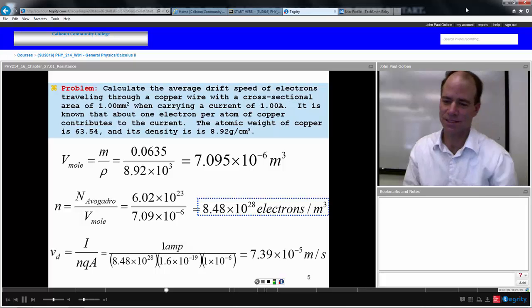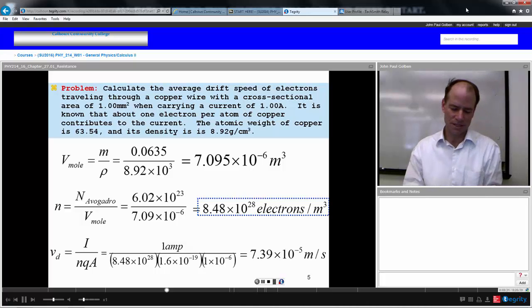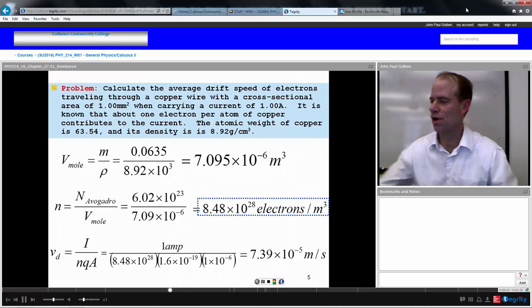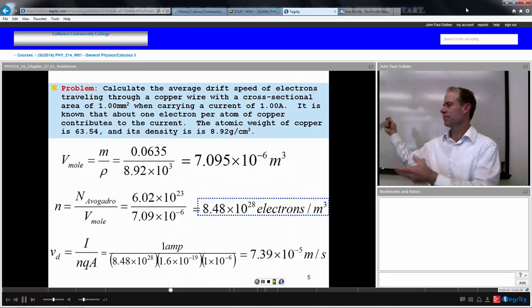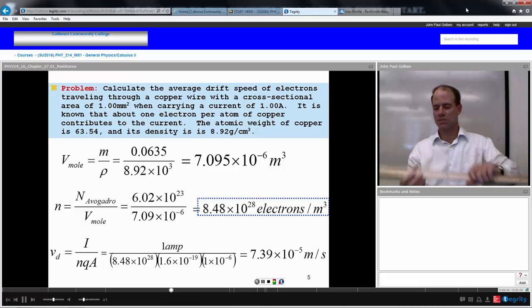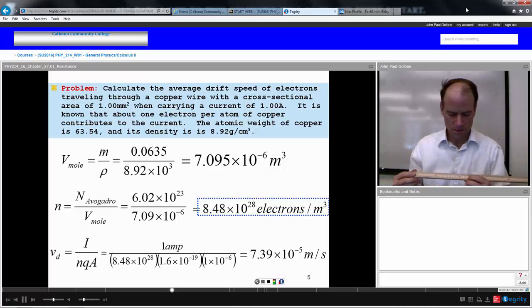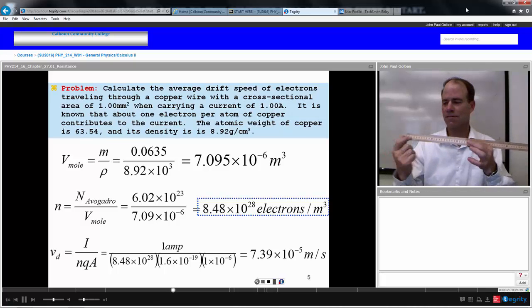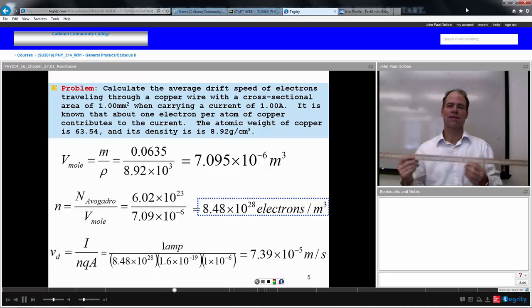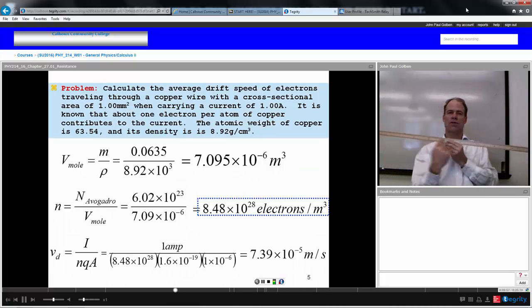In fact, let's see, there's 3,600 seconds in an hour. So this is about 0.26 meters per hour. So what we're saying is that these electrons are traveling 26 centimeters, or 0.26 meters, that far in 1 hour. So it would take them 4 hours to traverse 1 meter.